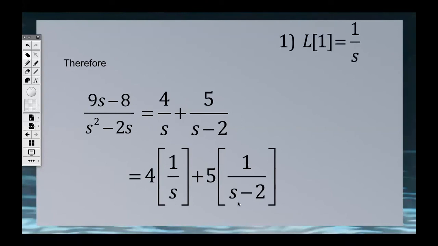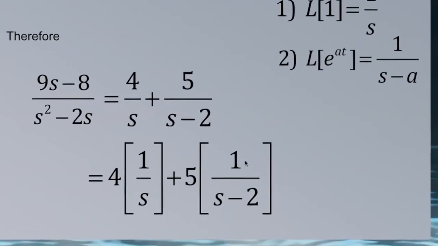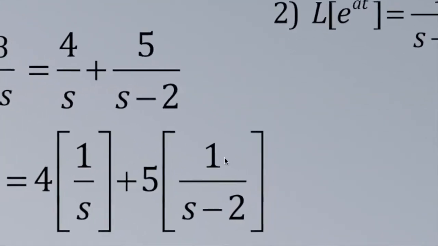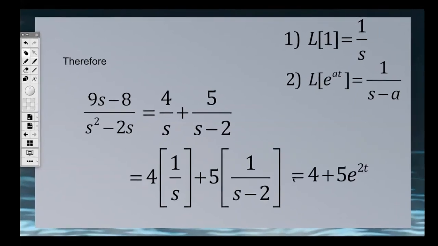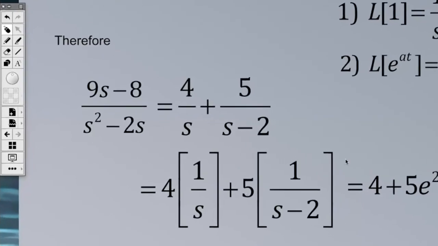Now we said that the Laplace transform of 1 is 1 over s, and the Laplace transform of e to the at is 1 over s minus a. So this 1 over s, it means that when I find the inverse of this, it will be 1. And when I find the inverse of this, what do you think it will be? e to the 2t. You're correct. So that means this will be 4 times 1 to give you 4, and this will be 5e to the 2t.